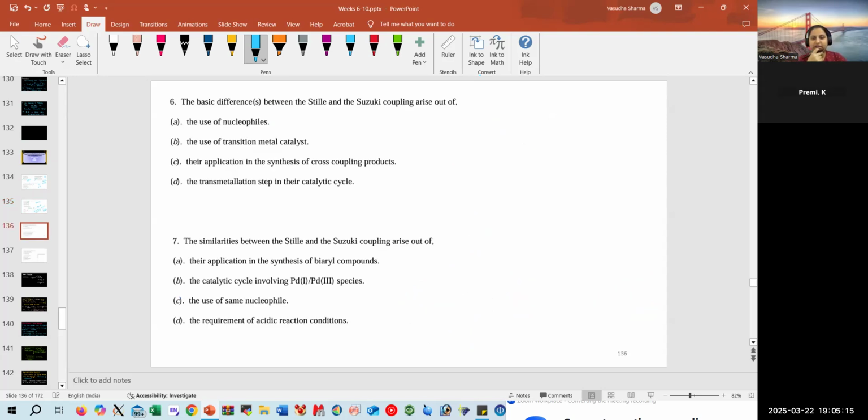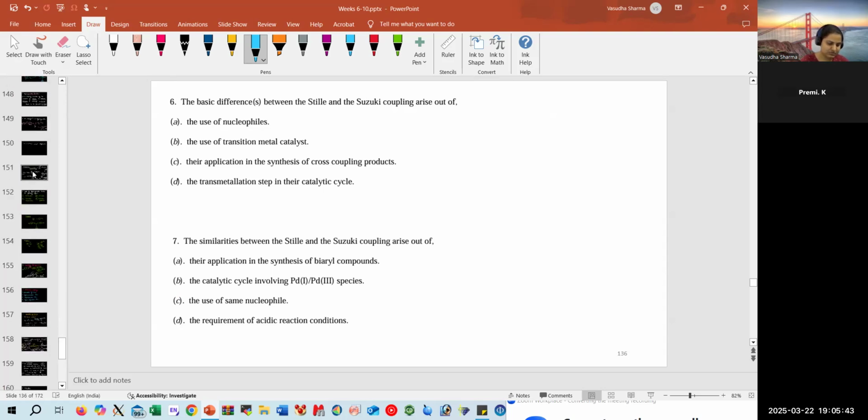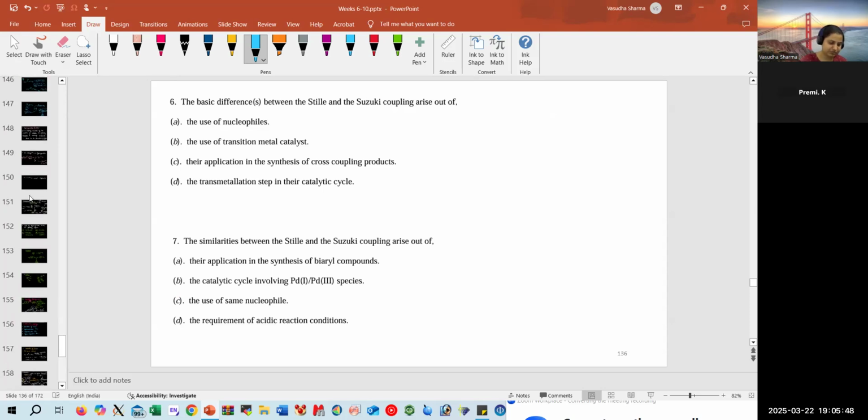All right, okay, moving ahead with question number 6: what is the basic difference between the Stille and the Suzuki coupling reaction? No, ma'am, I'm not very sure with this question. Picture this one, it would be better to make you understand.